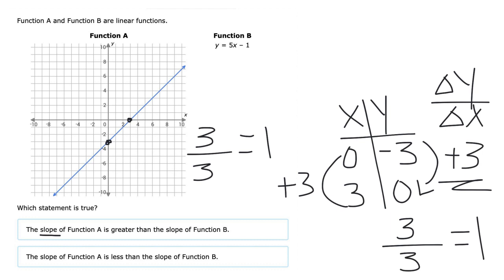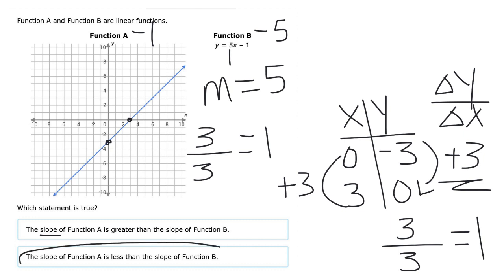For function B, the slope is the number with x, which is 5. So the slope of function A was 1, the slope of function B was 5. So the slope of function A is less than or greater than the slope of function B? Less than, because 1 is less than 5, right? Pretty simple.